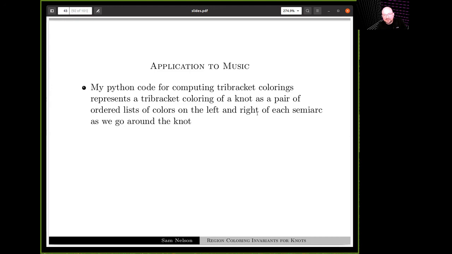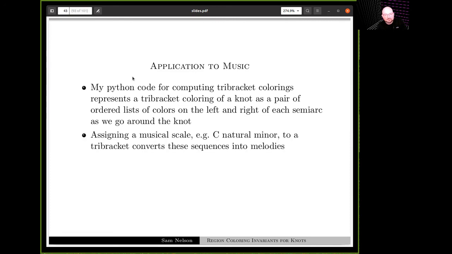So how this relates to tri-brackets is that my Python code for computing tri-bracket colorings represents a tri-bracket coloring of a knot as a pair of ordered lists of colors on the left and the right for each semi-arc as we go around the knot. So if you assign the elements to the notes in a musical scale, in the example I'll show you in a minute, we'll use the C natural minor scale. We assign those notes to the tri-bracket colors, then that will convert those sequences into melodies, right?